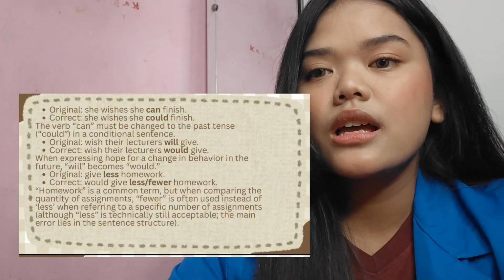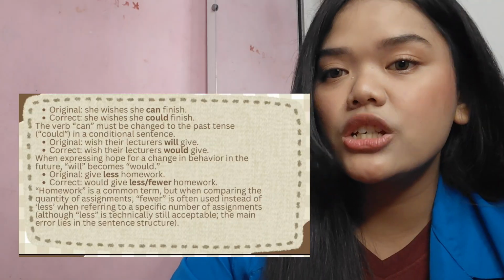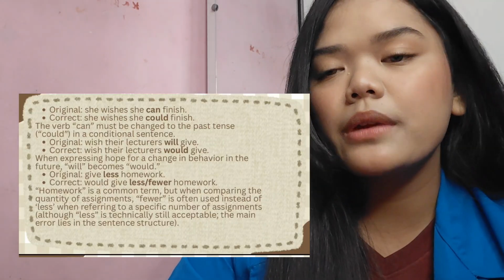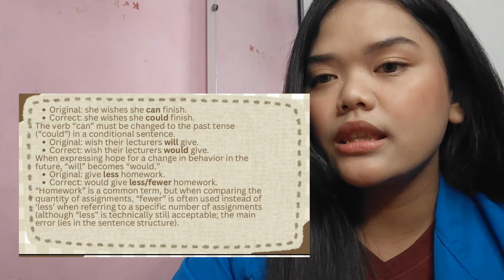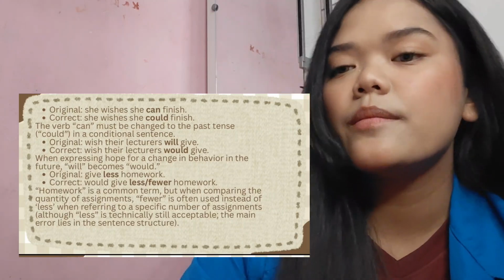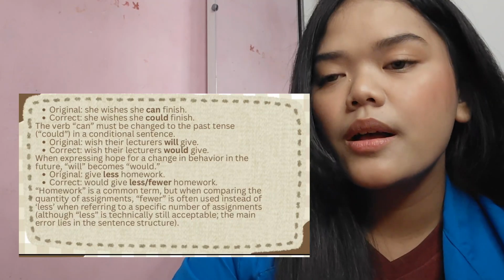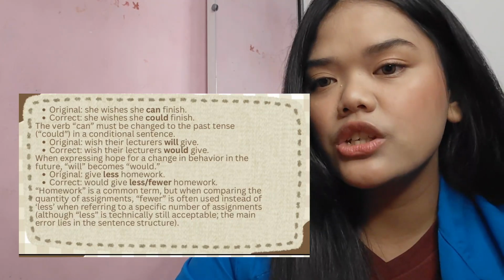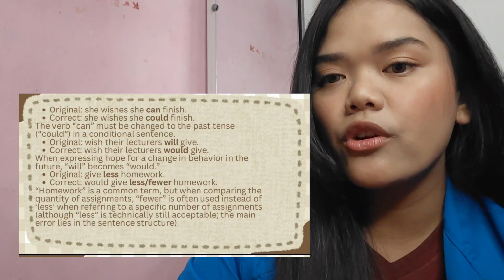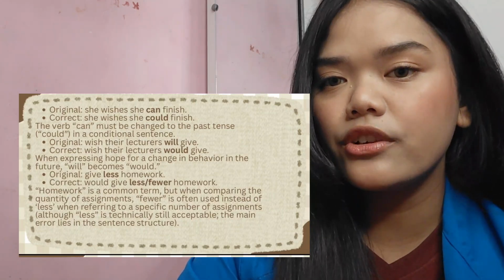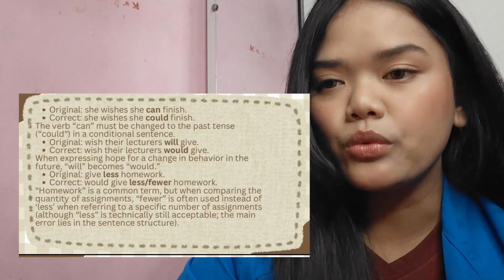Next is "She wishes she can finish." Correct: She wishes she could finish. The verb can must be changed to the past tense could in the conditional sentence. Next is "Wish their lecturer will give." Correct: Wish their lecturer would give. When expressing hope for a change in behavior in the future, will becomes would.